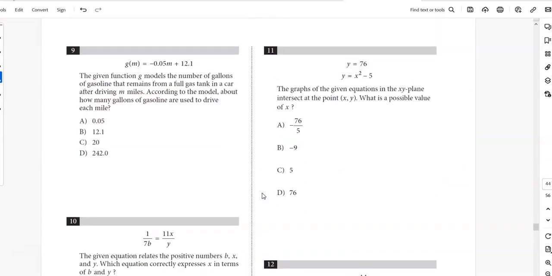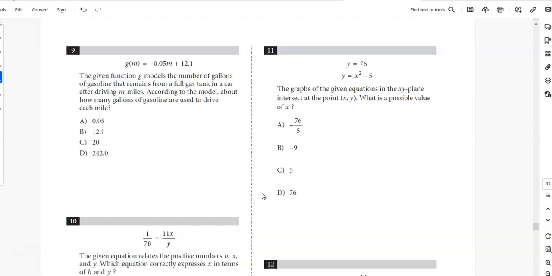Next one, number 9. Again, these start kind of on the easier side, but they'll get more difficult. Given the function G, which models the number of gallons from a full tank of gas after driving m miles, according to the model, about how many gallons are used to drive each mile? So each 1 mile here.